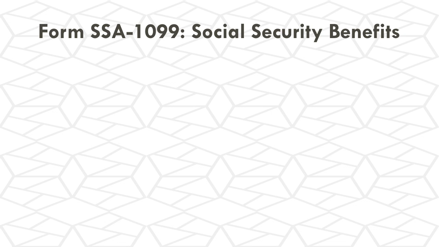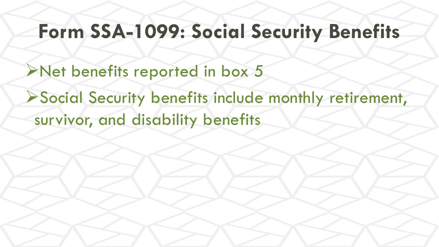So let's talk about each one of these boxes in more detail. Net benefits are going to be reported on box 5. Okay. Social Security benefits can include monthly retirement, survivor, and disability benefits. Okay, so retirement, that would be just what they receive post-working. Survivor benefits could be what a spouse receives for their deceased spouse. And then disability benefits can also be included in this if a taxpayer is not able to work due to a disability.